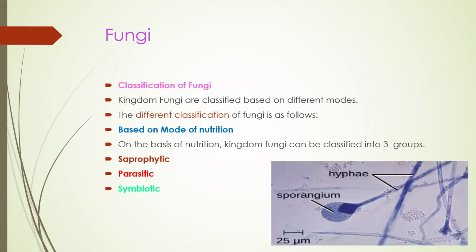This is the fungi picture. You can observe here, this is the sporangium and this is the hyphae. Look at here, this is the hyphae structure. This is the sporangium. The sporangium is used for the reproductive process. Fungi produce spores, and these sporangia are very useful for the reproductive process.